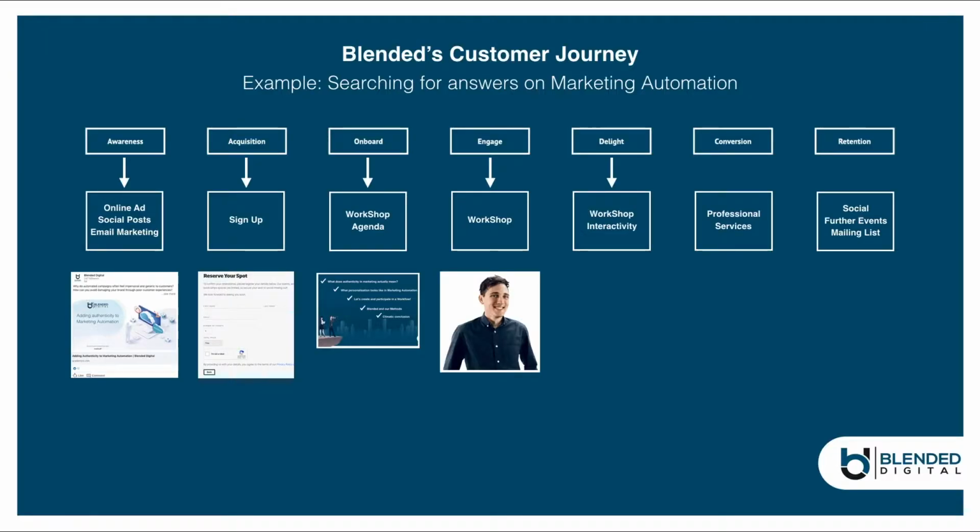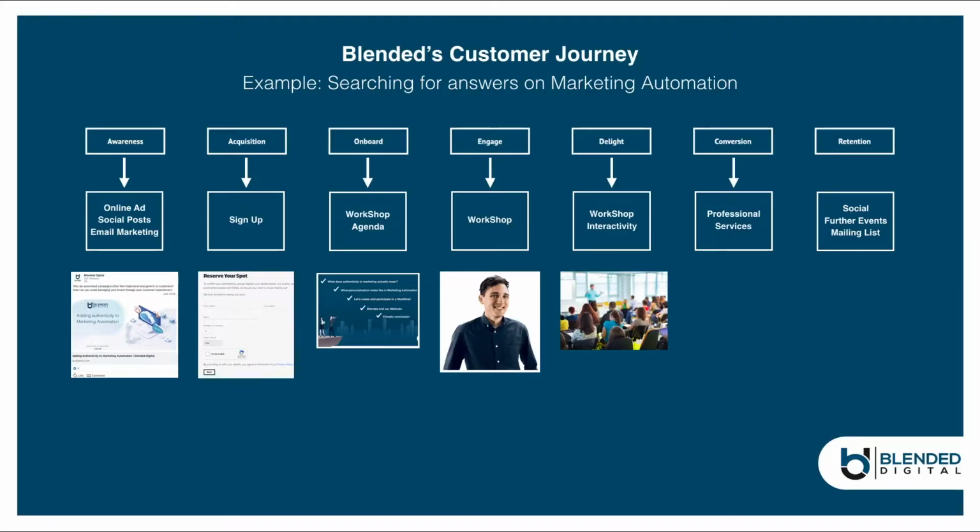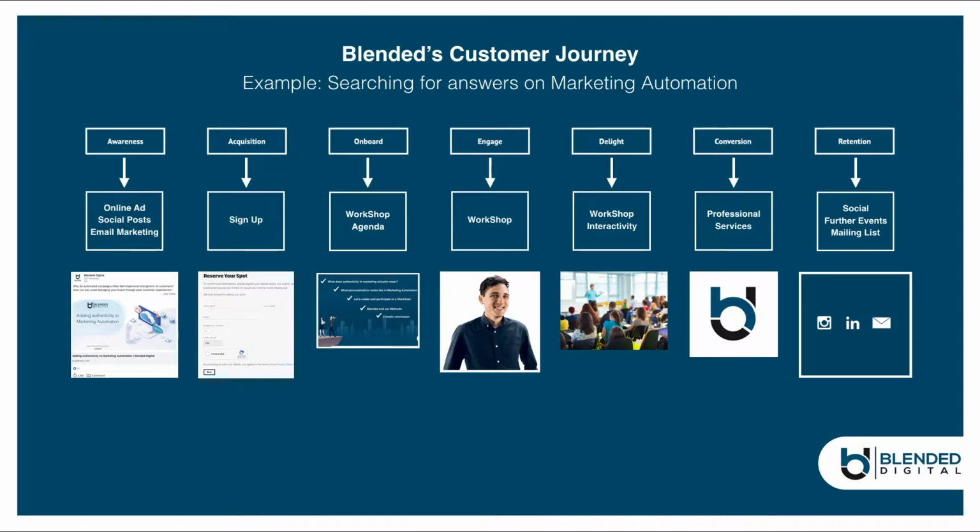And then we have the delight phase, which is the workshop interactivity, which is going to be happening next. When I basically told you to fill out those forms and stuff, we're going to be doing a lot more interactivity around that. And then there's the conversion stage, where we talk about our professional services and give you the hard sell and all of that. And then we have the retention stage. So there are social posts, further events, mailing lists and stuff you can join.